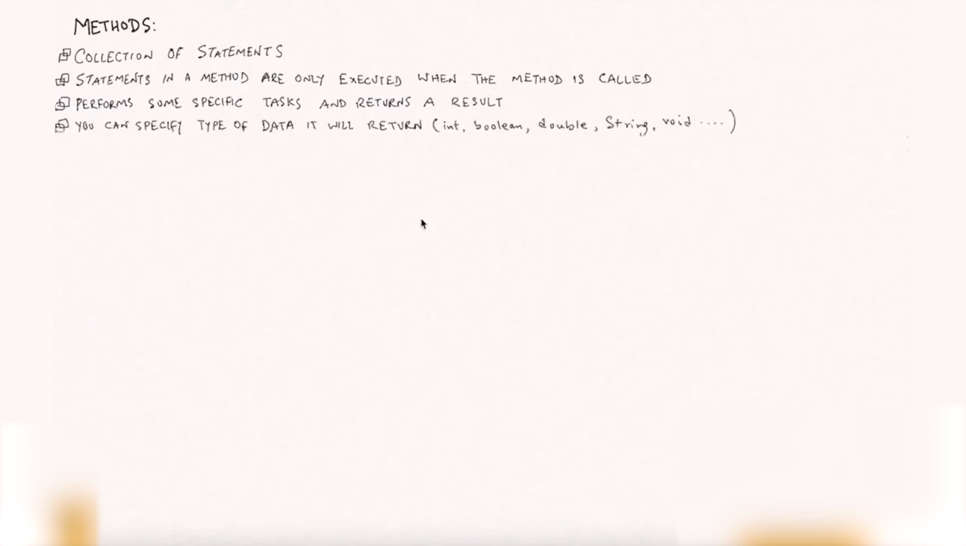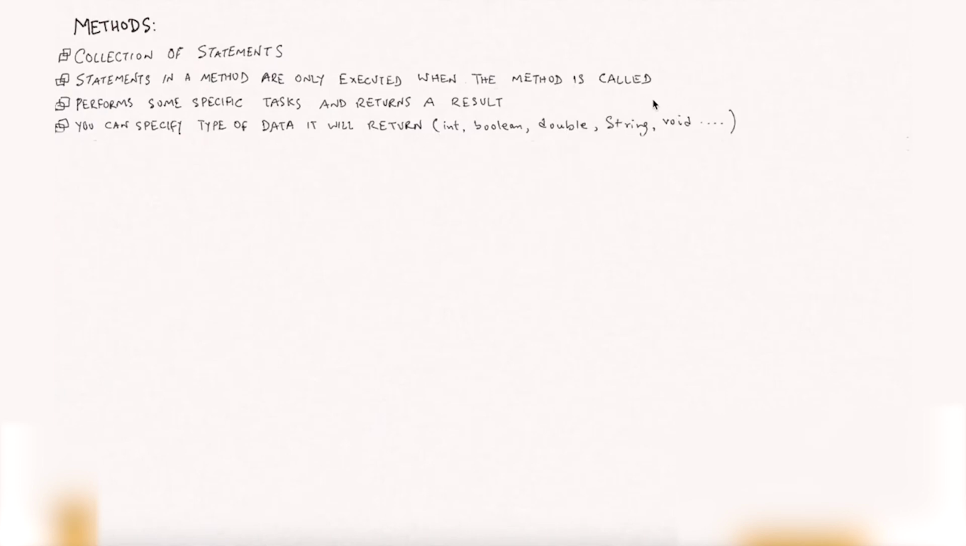Now, after the statements have been performed and after the specific tasks have been performed, you get the result, right? You can specify the data type of that result. You can say, from this particular method, I only want a result that will be of integer type. Or you might say, I only want a result that can be of Boolean type. And so whatever you specify, the result will be only of that data type. So it could be integer, Boolean, double, string, anything, all the different data types that we talked about, right?